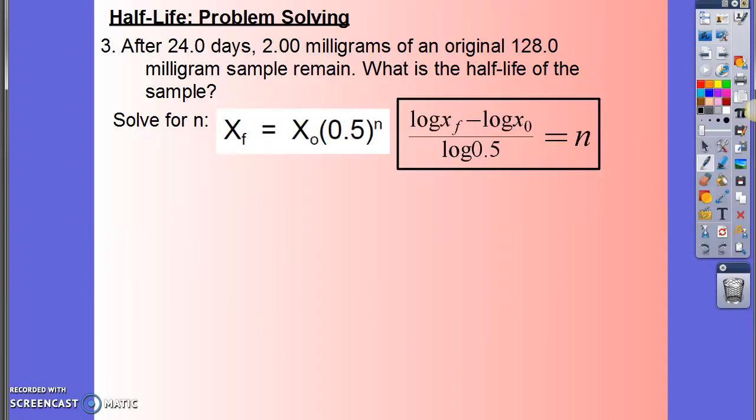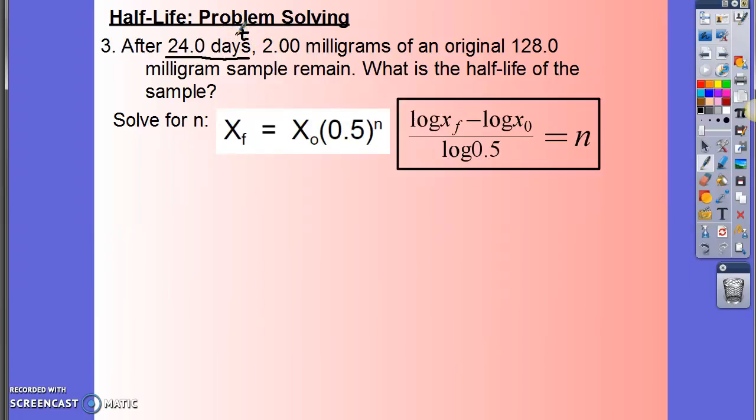After 24.0 days, 2.00 milligrams of an original 128.0 milligram sample remain. What is the half-life of the sample? Okay, so this 24 days, let's go ahead and label what that is. It tells us after. That kind of implies that we are measuring how long we've waited until we measure. So that will be our little t, the amount of time that has passed.